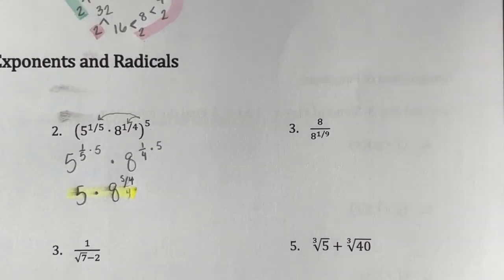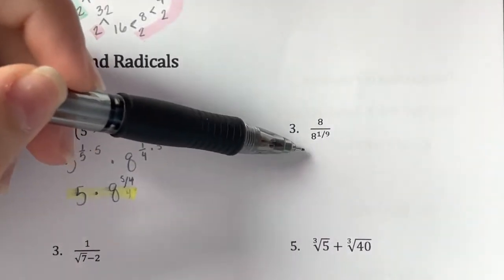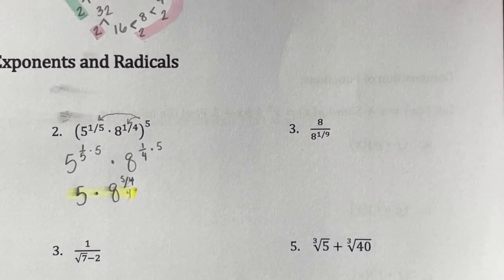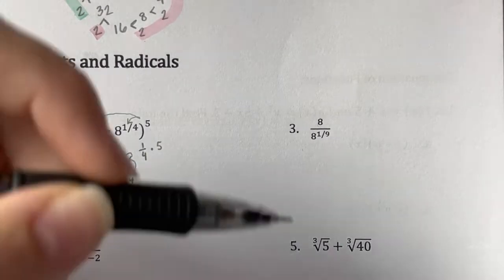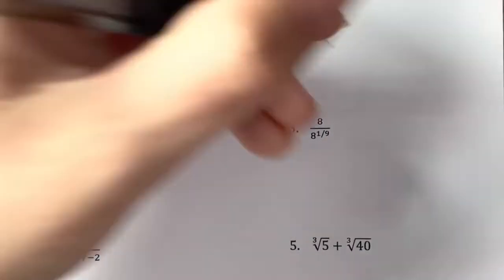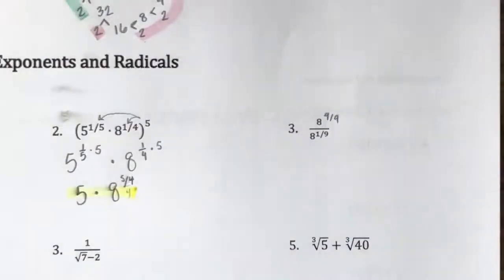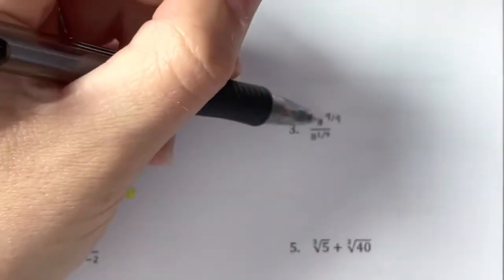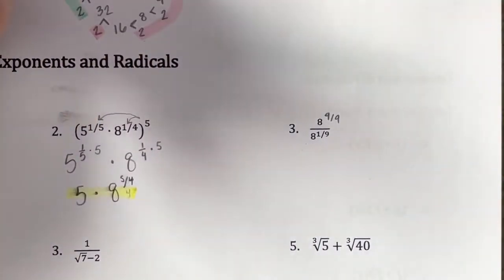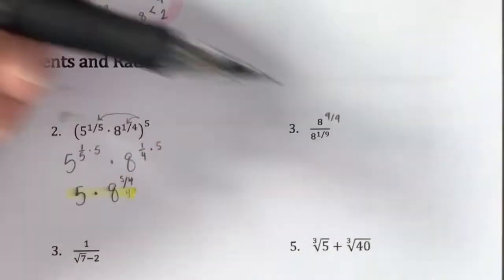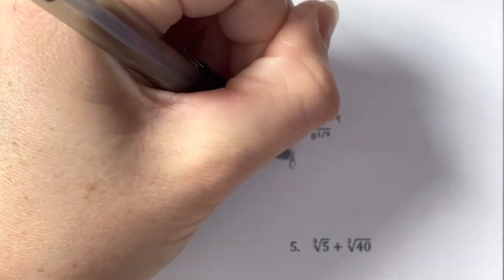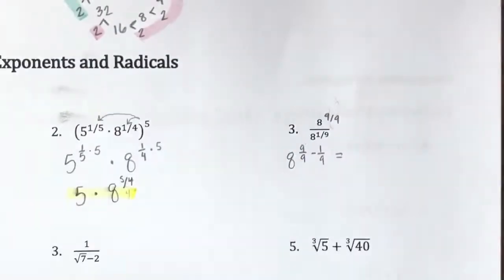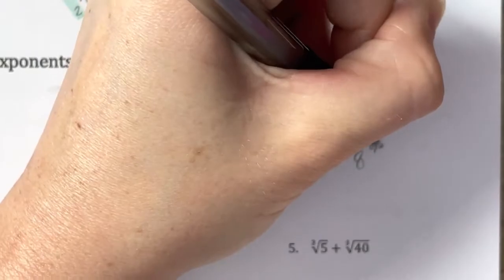And then for number 3, it's 8 over 8 to the 1/9. So when we have the same base, like we have an 8 and an 8 right here, when we have the same base and we're dividing, we subtract their exponents. So this is 8 to the first power, but we can think of it as 8 to the 9/9 because we'll need common denominators. So it's going to be the top exponent minus the bottom exponent. So it's 8 to the 9/9 minus 1/9. And then 9/9 minus 1/9 is 8/9. So it's 8 to the 8/9.